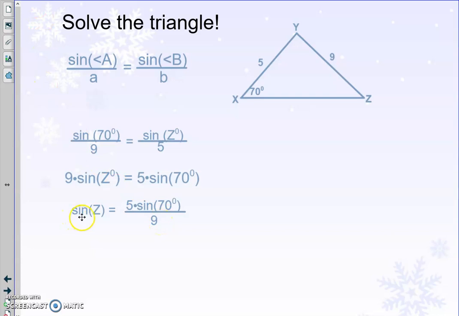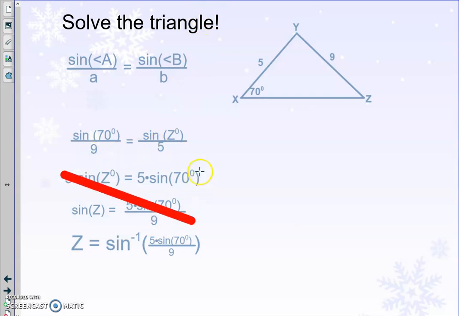So we haven't quite solved this for Z. To get Z by itself, I'm going to have to take the inverse sine of both sides. So I take the inverse sine of both sides, and that's what I get. Now, believe it or not, there is a shortcut club for this. There are some kids who can skip both of those steps and go from this initial equation into that. That's pretty amazing. But maybe you belong to that shortcut club. Maybe not. Maybe you have to do the algebra.